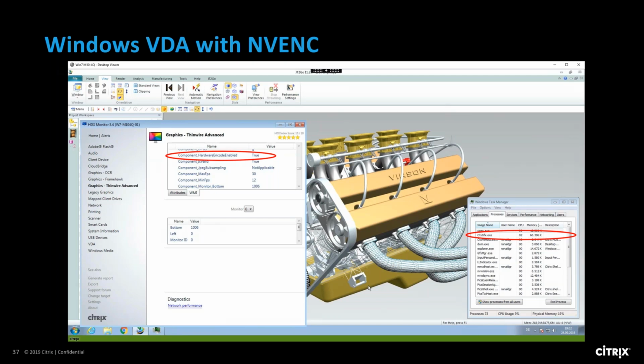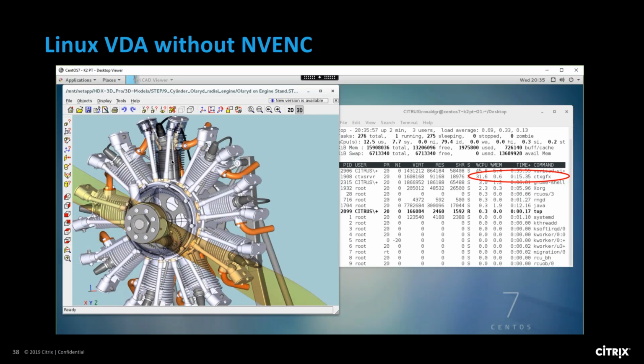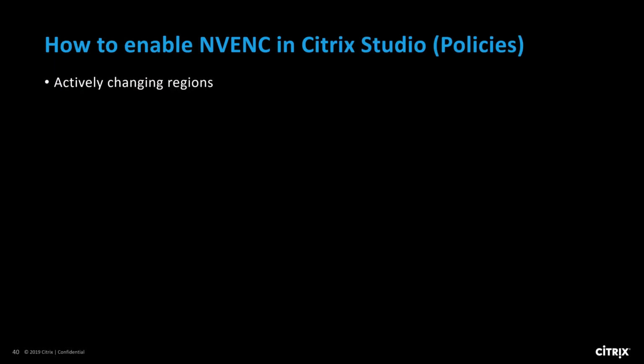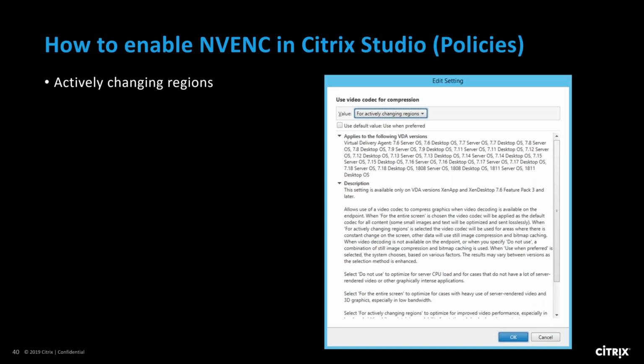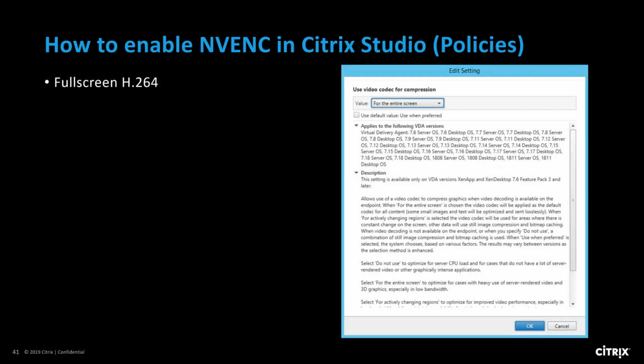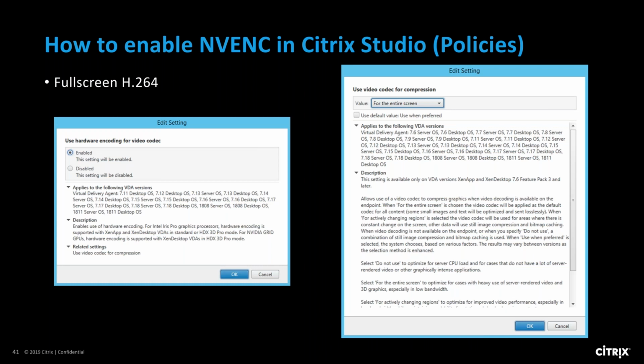I think they are showing similar images for Linux as well. It's more important on Linux right now because the impact is much higher. So you can apply this policy through Citrix Studio or GPOs. There are the same policies. You can select use video codec for compression and then for actively changing regions. And additionally, you need to set use hardware encoding for video codec. And the same goes with full screen, which is the next slide. So you can apply it on both as well.